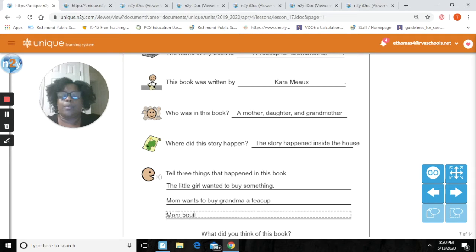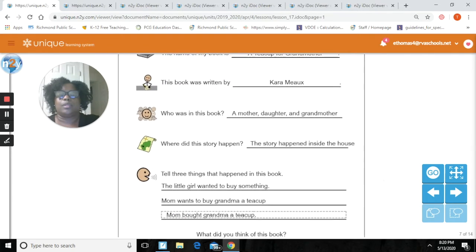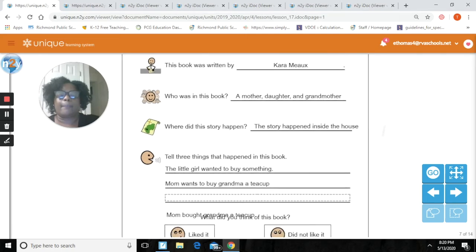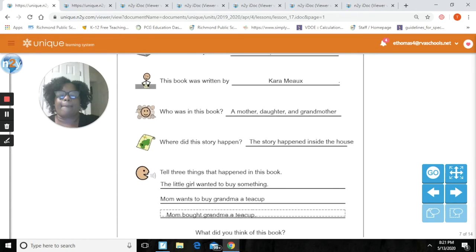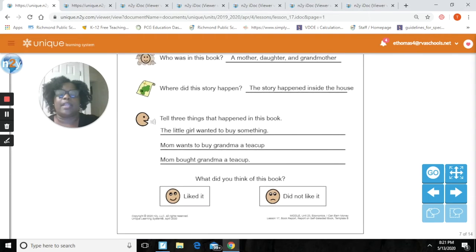Mom bought grandma a teacup. Okay. Let's get it in there. There we go. Okay, so now it says, what do you think about this book?